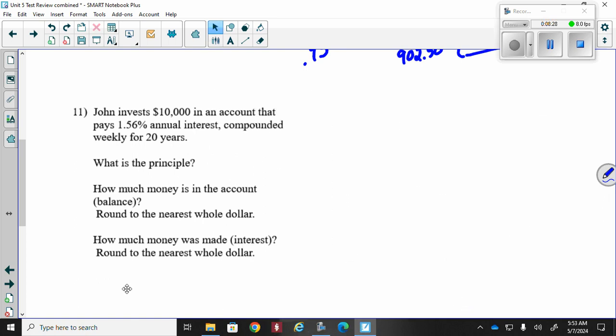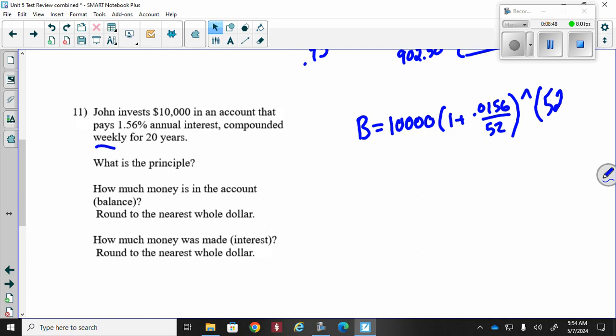John invests $10,000 in an account that pays interest compounded weekly, so that's going to be the big B formula. So B is equal to 10,000 (1 + 0.05/52). Guys, there's 52 weeks in a year. You'd be surprised how many students still don't know this after all this time. All right, so in 20 years. So first off, what's the principal? 10,000.